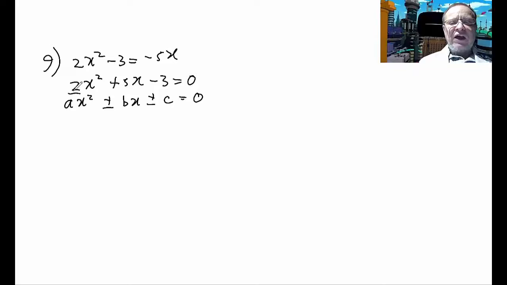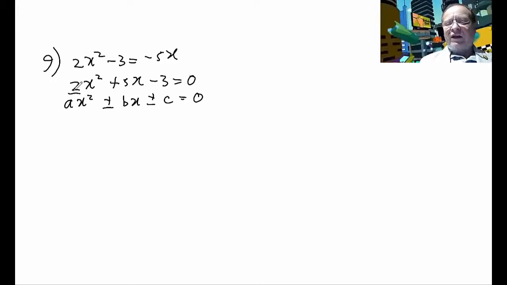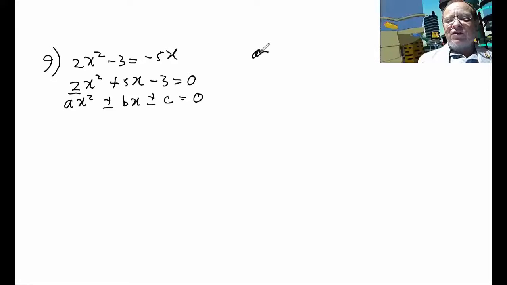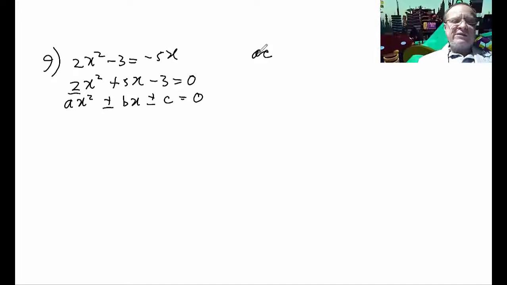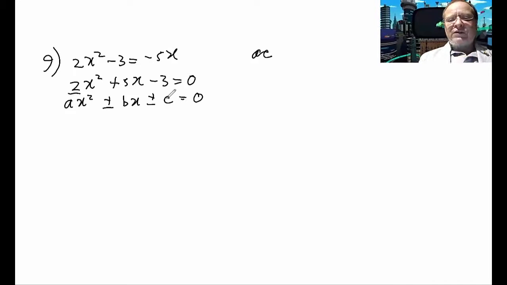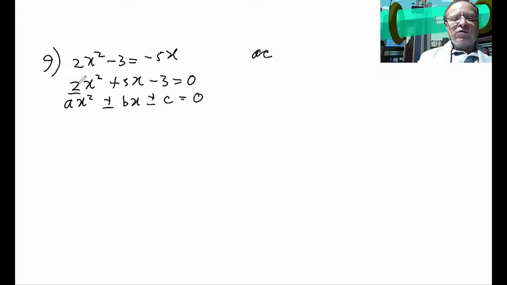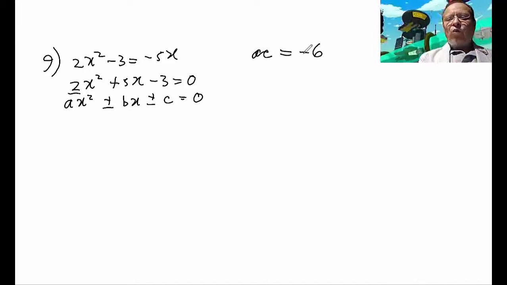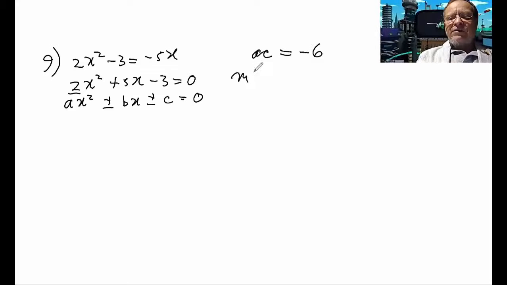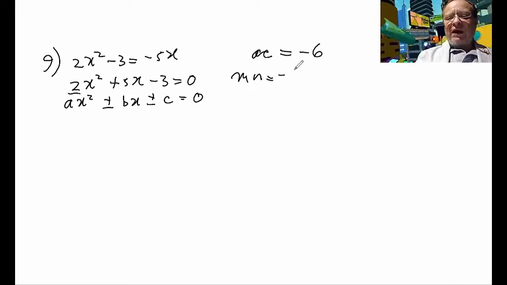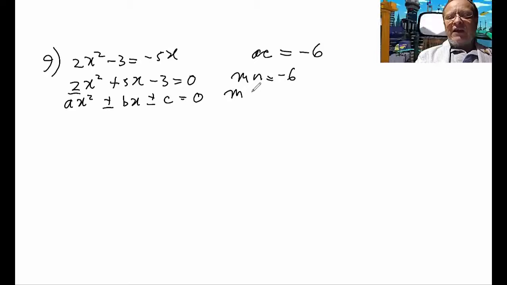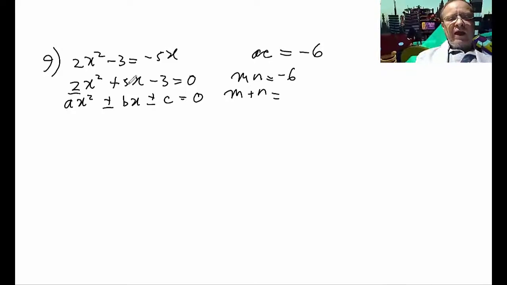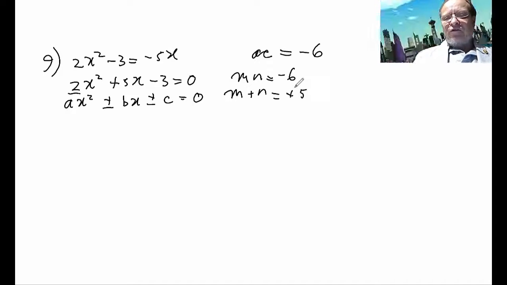Now, some people can factor no matter what the leading coefficient is, but I'm not so good at that, so I'm going to resort to the method I taught earlier called the AC method. The A is from here and the C is from here. So if I multiply 2 times negative 3, I get negative 6. And what I want to do now is find an m times an n, where I get negative 6. But if I add the m plus the n, I'll get the middle b, which is positive 5.